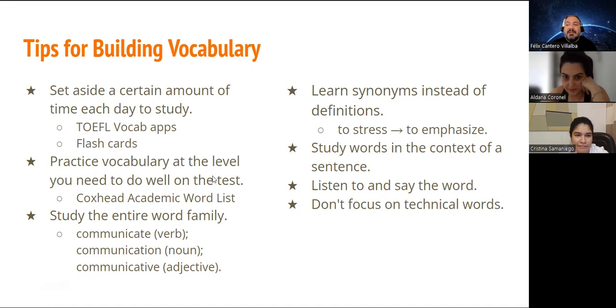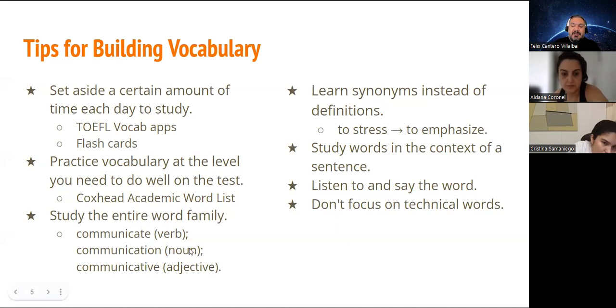Then practice vocabulary that is at the level that you need. There are many words that maybe you don't know, but are either too academic or not academic enough. So you should focus on the Coxhead academic word list, which for us is good because a lot of Latin-based words are there that we already know. Then also when you study a new word that you're just discovering, make sure you study the whole word family. For example, communicate as a verb, communication as a noun, communicative as an adjective. So make sure you are able to recognize what part of speech it is.